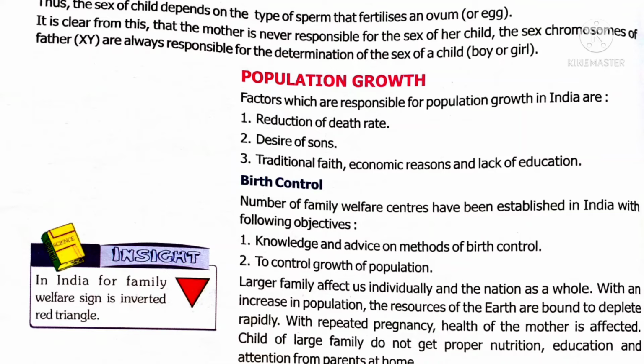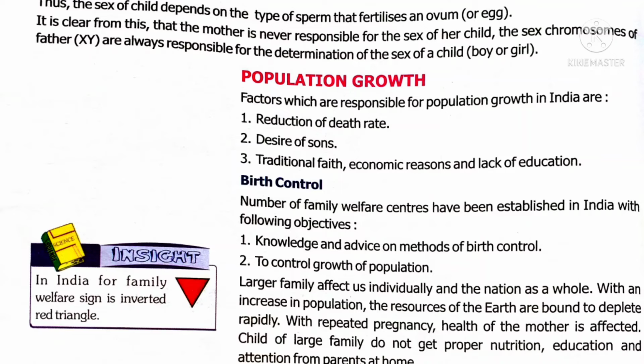So, when the father's gamete with an X chromosome fuses with the mother's gamete, we will get a female child. In the same way, if the Y chromosome of the father's gamete fuses with the egg, that means the female gamete, then we will have a male child. So, the sex of the child is determined by the father, because the father has both X and Y chromosomes, whereas the mother has only X sex chromosomes.